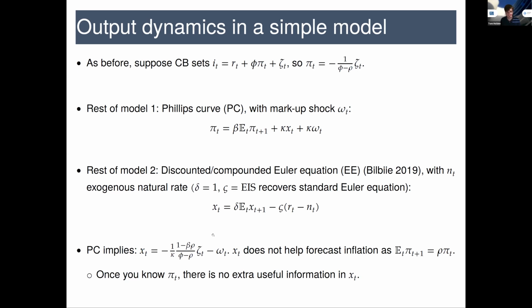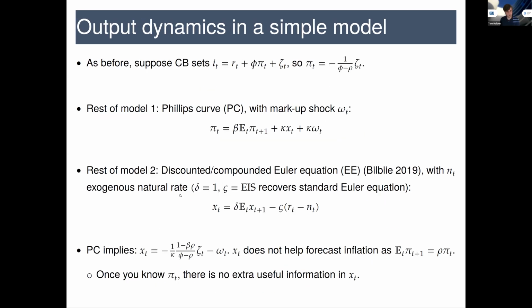We can go further and plug this expression for the output gap into the Euler equation in order to get an expression for the real rate. Here R is the real rate, as I said before, N is the natural rate. I've slightly generalized the Euler equation here to allow for possible discounting or compounding. So this is that delta parameter. A standard Euler equation would have delta equal 1 and var sigma equal to the elasticity of intertemporal substitution. Our rules are going to continue to work even if delta is not 1 and var sigma is something completely different.